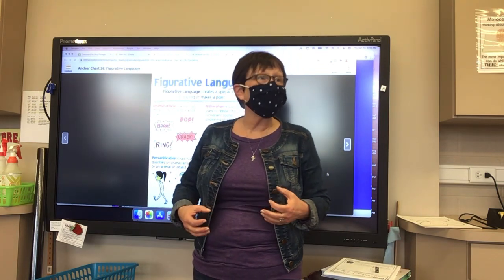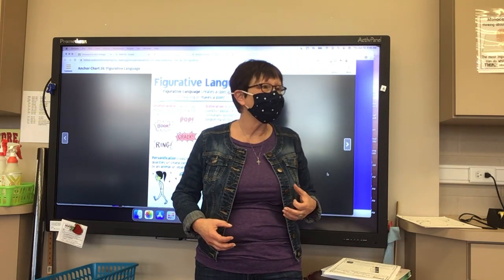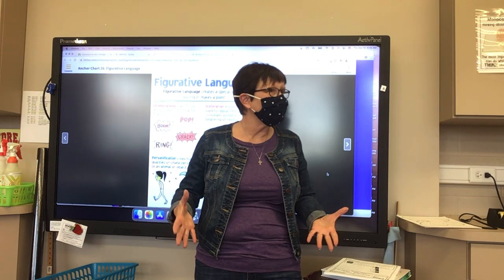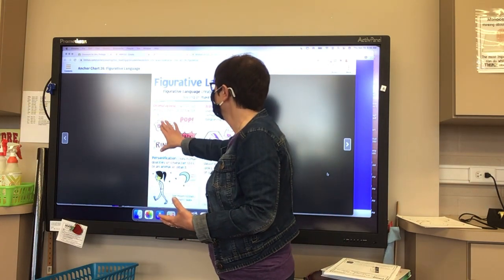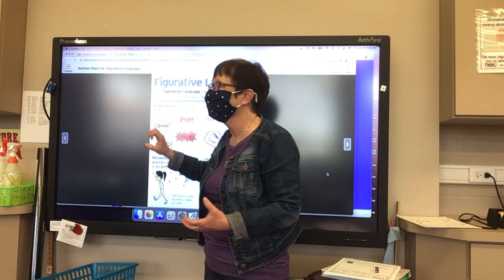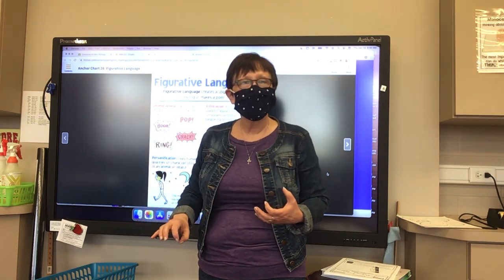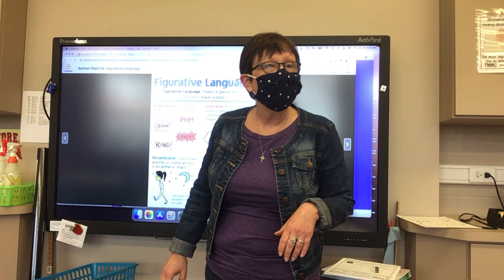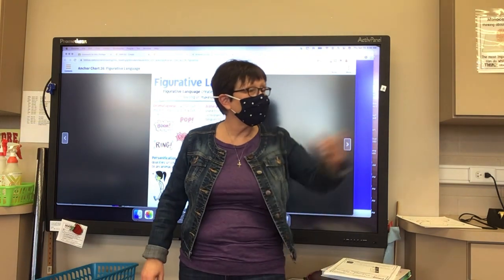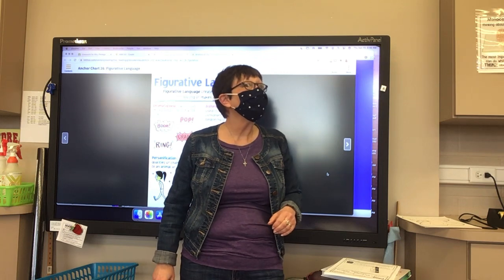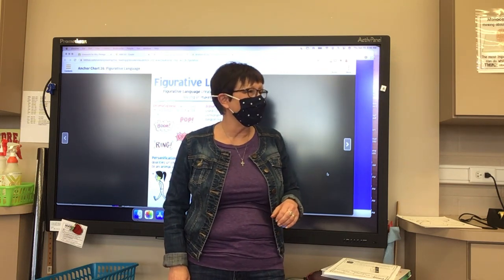But there were some other examples of figurative language in our story. Can you think of some other examples of onomatopoeia that are not right here, that are boom, pop, crack, and ring? What can you think of? Olive? Smash? Yes, what can you think of? Zoom. Oh yes, I love Zoom. That's one of my favorites.